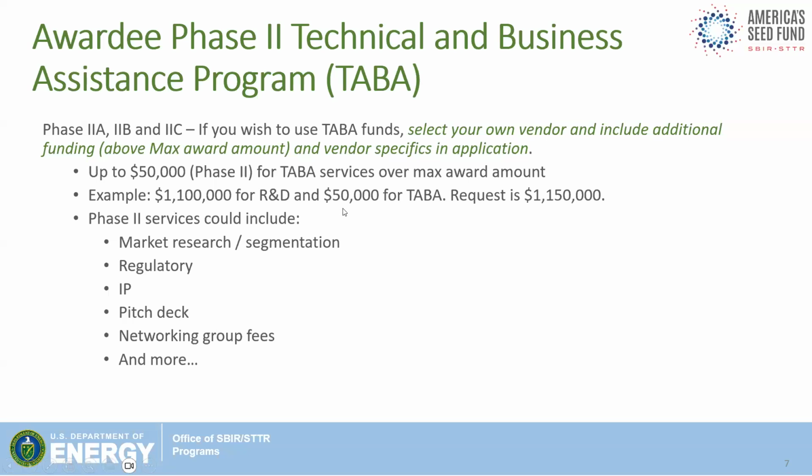You can ask up to 1.1 million for R&D and an additional up to 50,000 for TABA. These services include a variety of services, and they do have to be provided by an external consultant. You cannot do those things in-house, and you do have to have your vendor as a subcontractor. You have to provide your budget justification for that subcontract and a letter of commitment from the vendor.